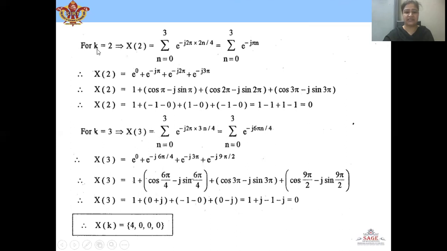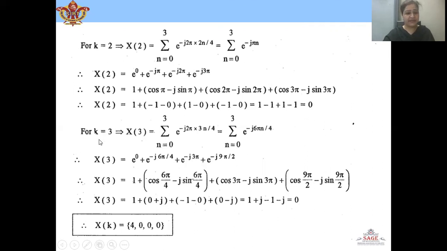Now next I'll put k equal to 2. So I'll get X[2]. Now in the formula, I'll put k as 2. I'll get summation e to the power minus j pi n. Now putting the values of n equal to 0 to 3, I'll get e to the power 0 plus e to the power minus j pi plus e to the power minus j 2 pi plus e to the power minus j 3 pi. Now using Euler's identity, I'll put e to the power minus j pi as cos pi minus j sine pi. Similarly, I'll use Euler's formula for the second and third term also. After solving, here I'll get minus 1. For this, I'll get 1. And for this, I'll get minus 1. I'll get 0. So X[2] is again 0.